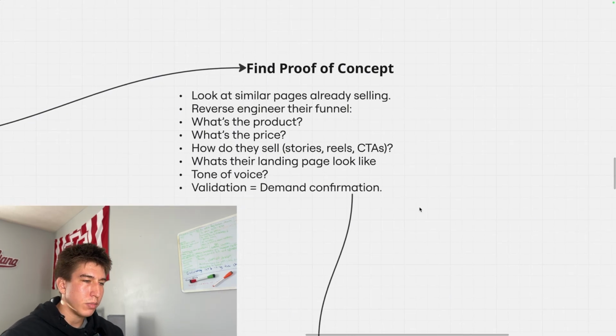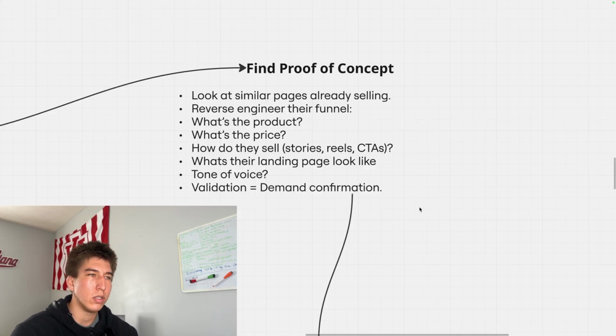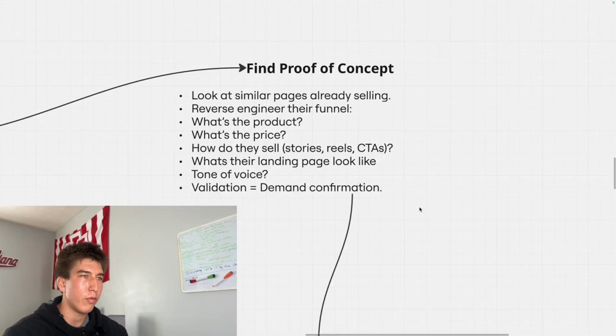So the first step to doing this is you need to find proof of concept, which I say in all of my videos, but proof of concept is simply finding someone that's already doing it, finding a page that's already doing it. And this is the easiest way to get good at it. You don't really need to find proof of concept if you already know what's working, what's not working. But if you're just starting or you've never sold a digital product online before, you need to understand that the best way to do it is finding proof of concept.